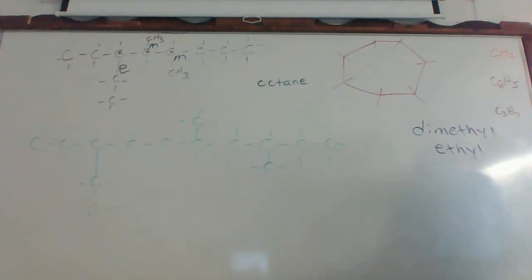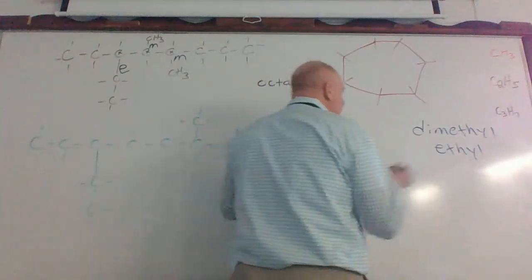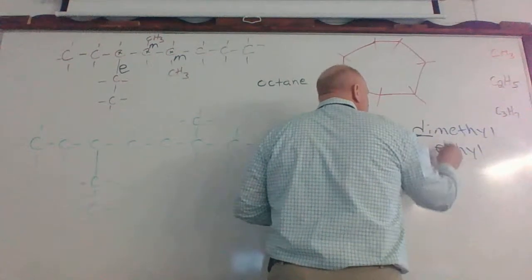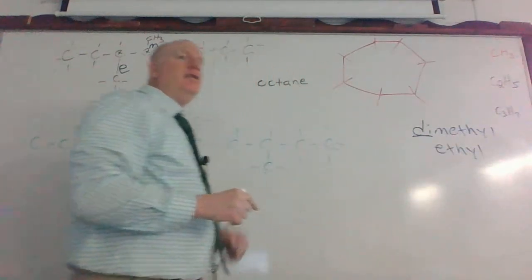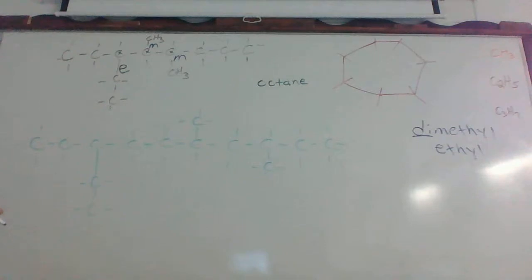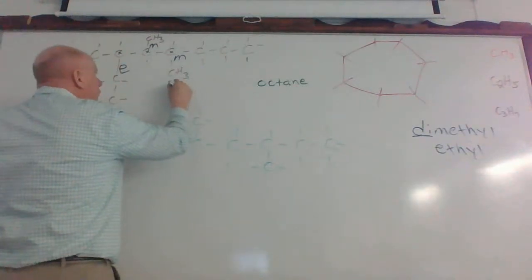Okay, so that means that you disregard the di, the tri, all of that. So it's 3, 4, 5. So what that means then, you disregard this and you go by these two letters. Okay? So you disregard the prefixes. Okay? So now our ethyl group is located on number 3. Okay? So we've got 3.